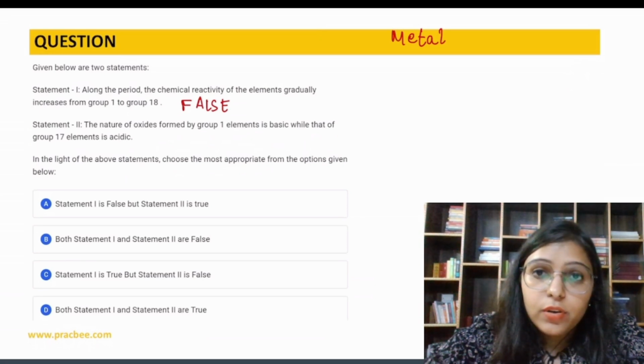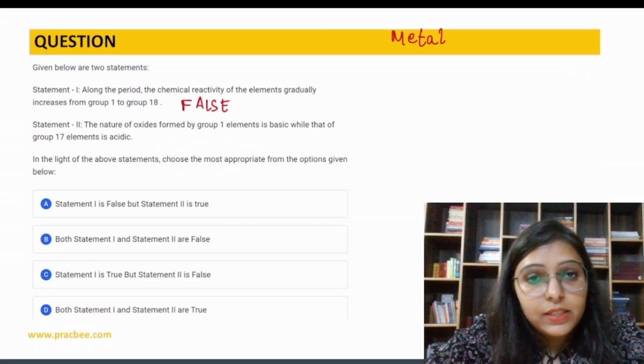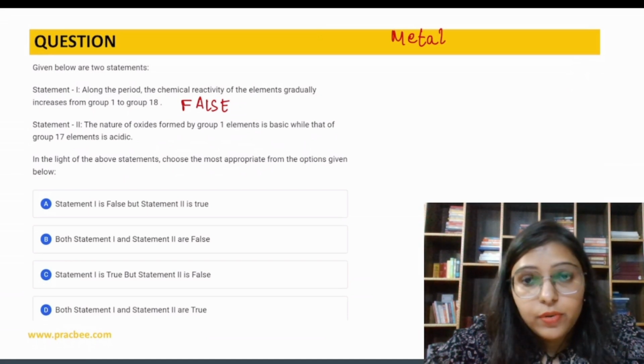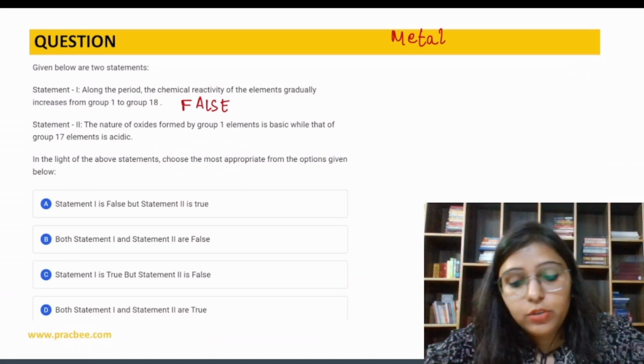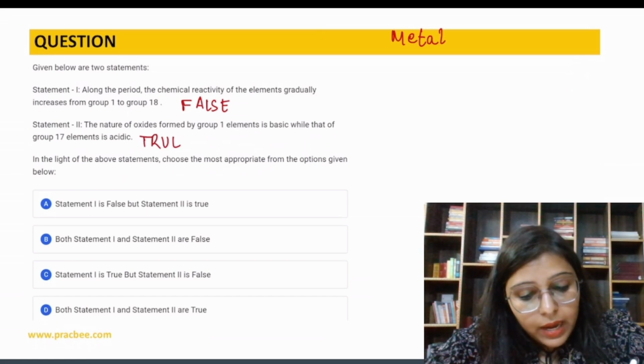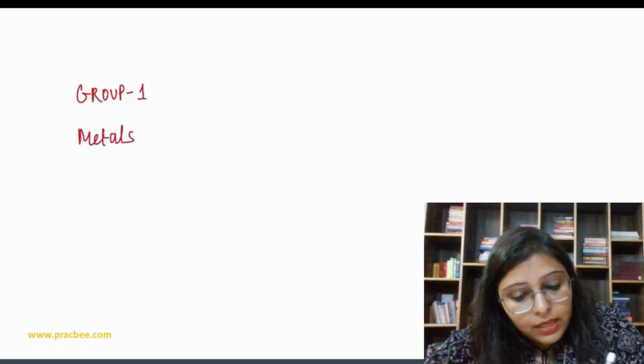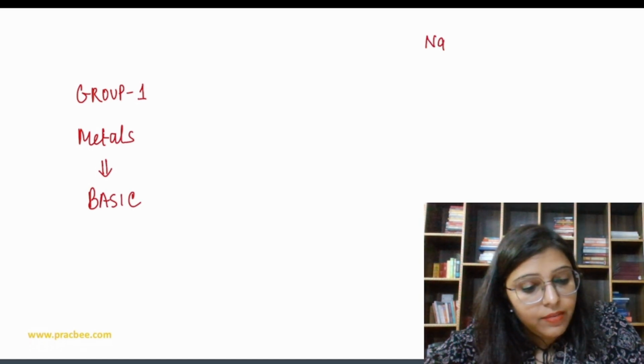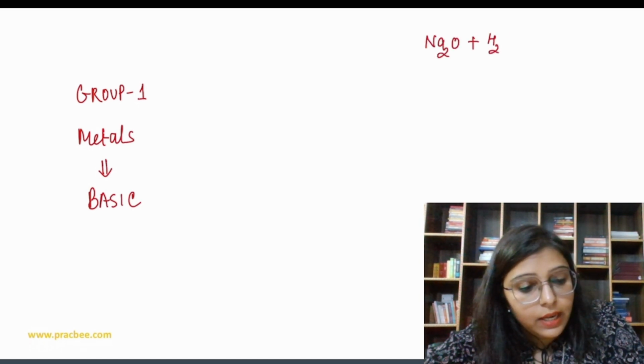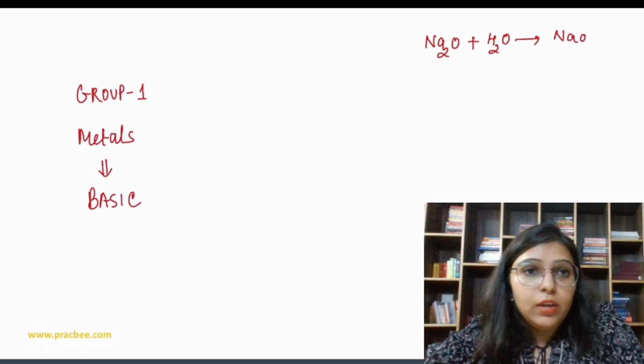Next, the nature of oxides formed by group 1 element is basic. Yes, it's true. While that of group 17 element is acidic. It's true. This is true. Why is it true? Because in group 1 we have metals, and metals have a tendency to form basic oxides. Like if we have Na2O and if I add water in Na2O, we get NaOH.